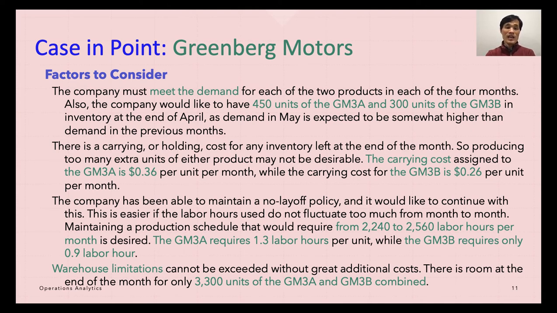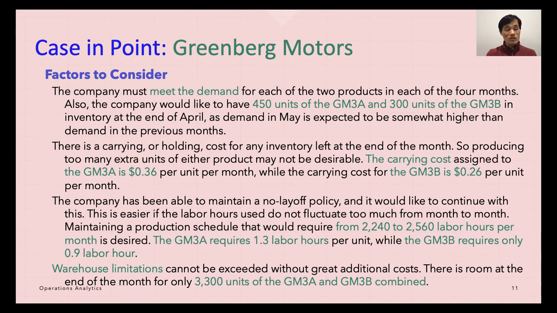Third, the company has been able to maintain a no layoff policy, and it would like to continue with this. This is easier if the labor hours used do not fluctuate too much from month to month. Maintaining a production schedule that would require from 2,240 to 2,560 labor hours per month is desired. So there's a fixed labor hours for this plant. The GM3A requires 1.3 labor hours per unit, while the GM3B requires only 0.9 labor hour.